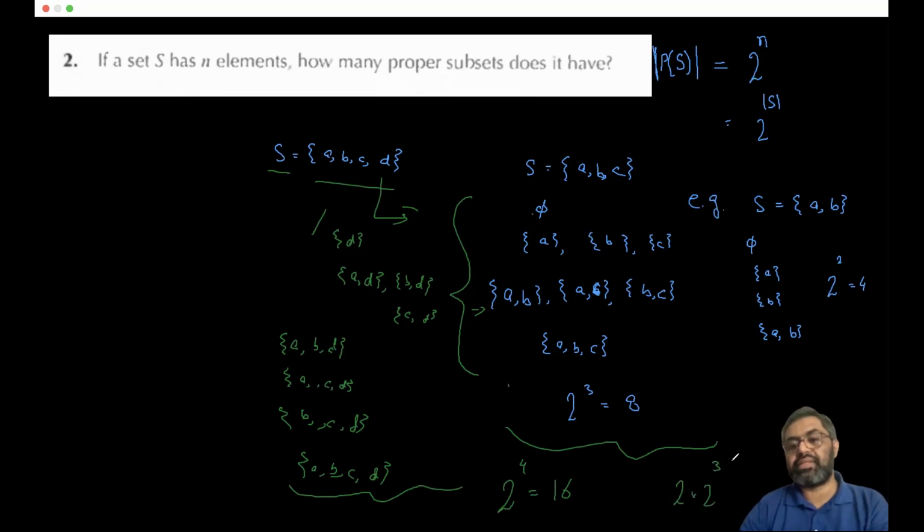Whatever we have got previous. So 8 of these and 8 of these. 2 into 2 times 2 raised to 3, which is 2 raised to 4, which is 16.